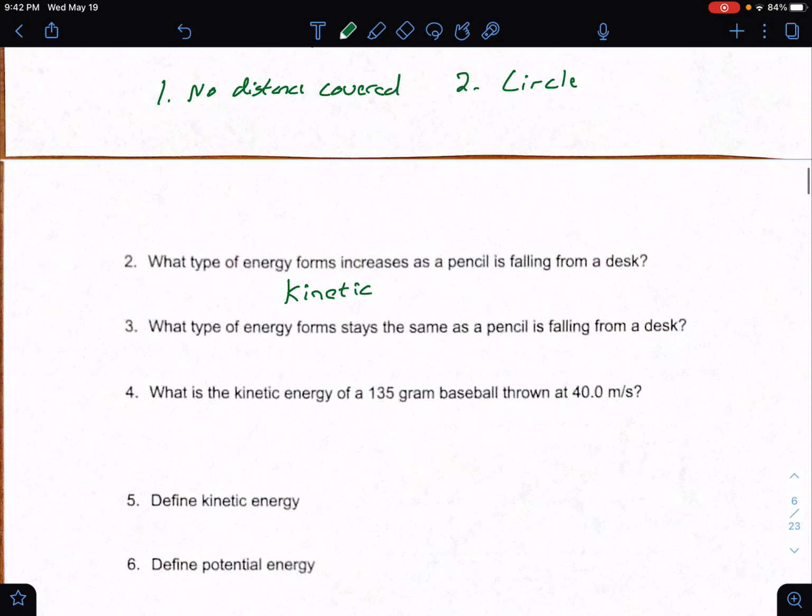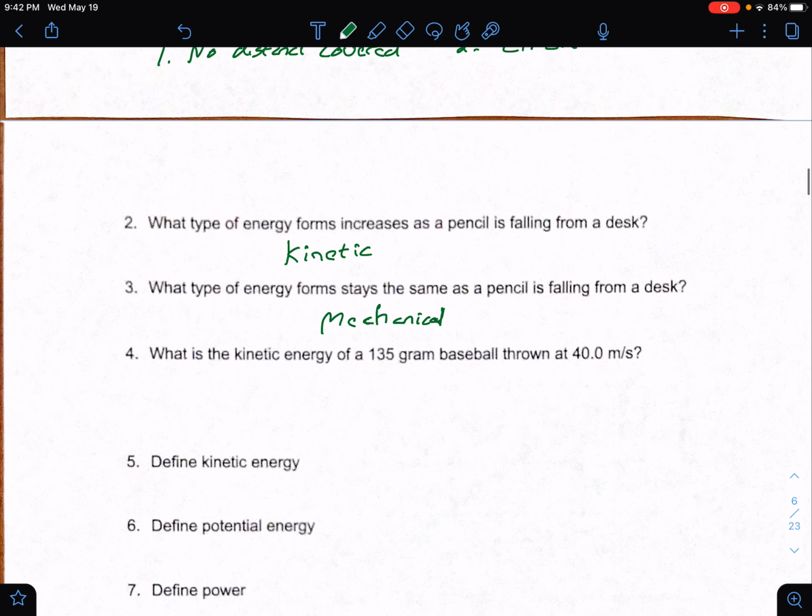What type of energy stays the same as a pencil is falling from the desk? That would be mechanical energy. Mechanical is your total energy. So the total energy you have before is the total energy you have after. So mechanical does not change. It just shifts between potential and kinetic. Potential deals with height, so the higher you are, the more potential energy you have.